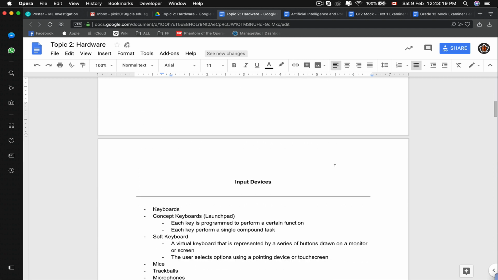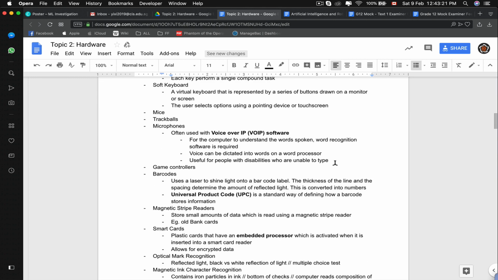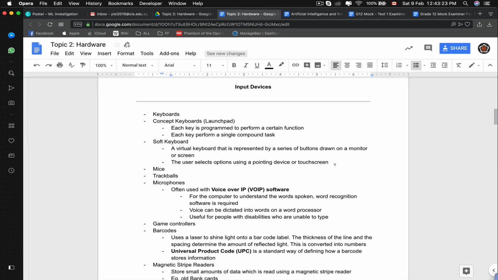Okay, and then the second category will be input devices. There's a lot of input devices. You're probably holding one right now. It's called a mouse, or typing on one called a keyboard. So mice, trackball, microphone, game controllers, they are all input devices.